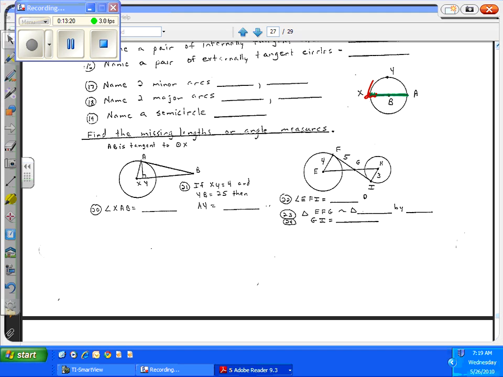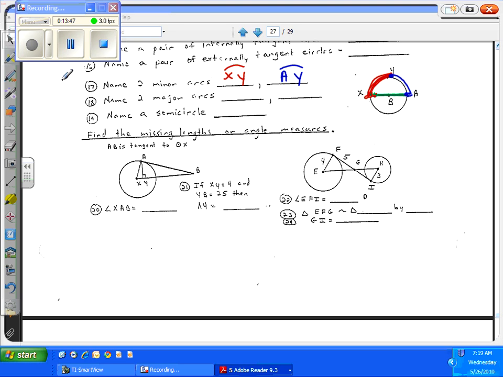So if we started at X and went to Y, I'm having trouble getting this to do what I want it to. But anyway, from X to Y would be a minor arc. From A to Y is less than a semicircle, so AY is a minor arc. Remember that we name a minor arc with two letters.